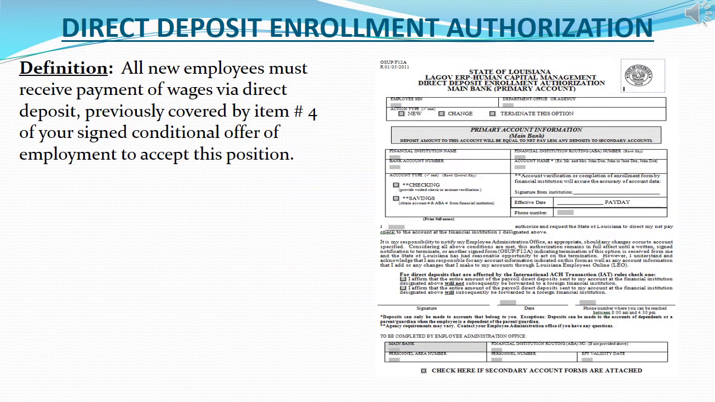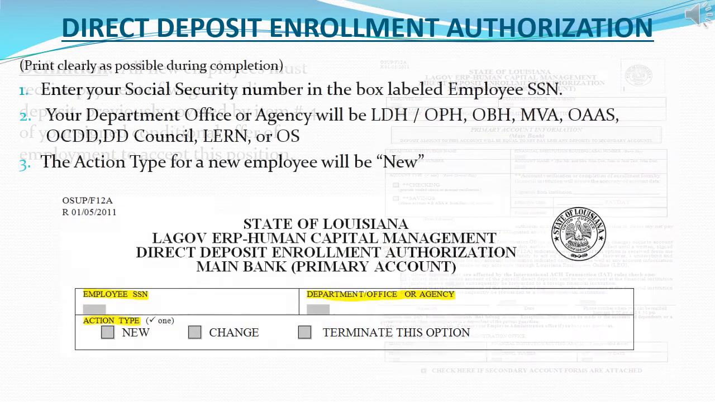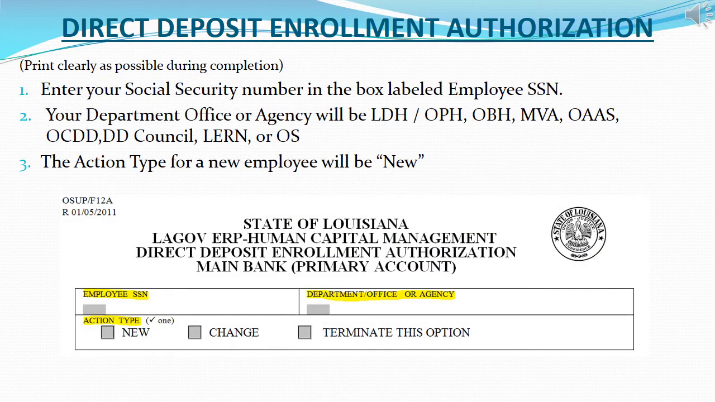Direct deposit enrollment authorization. All employees must receive payment of wages via direct deposit, previously covered by item number 4, of your signed conditional offer of employment to accept this position. Print as clearly as possible during completion.